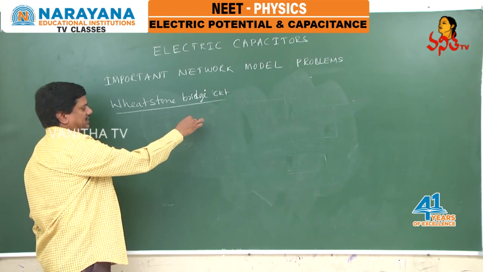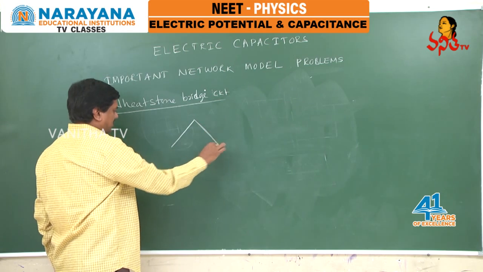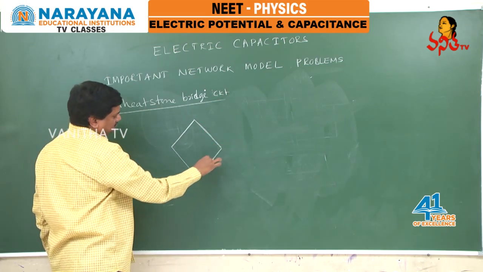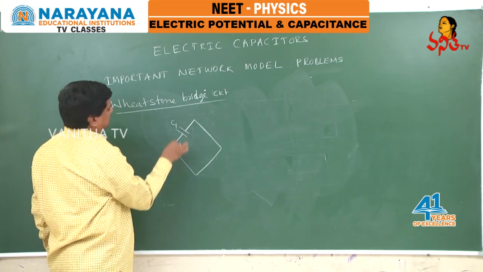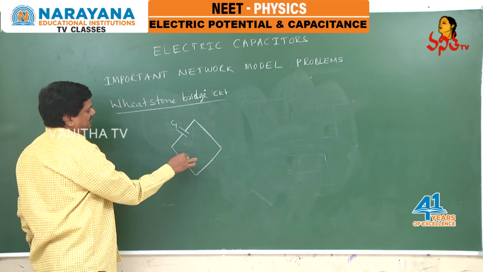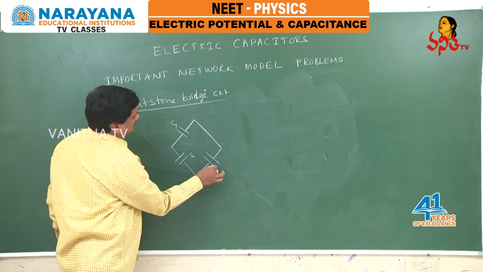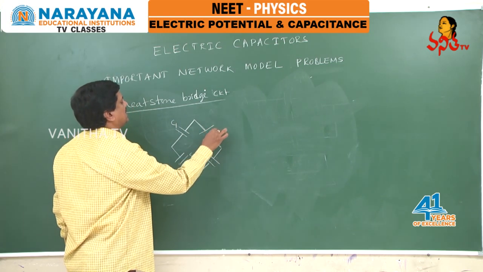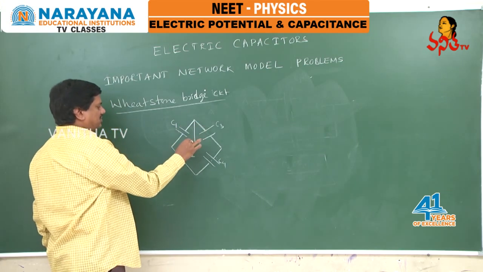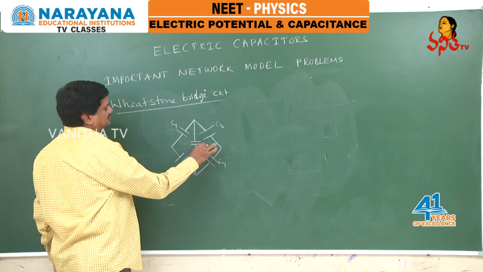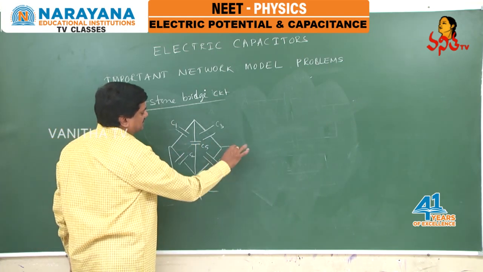The Wheatstone bridge circuit actually consists of 4 arms, like a quadrilateral, having capacitances. Say this has capacitance C1 and this has capacitance C2. This is another capacitor, C3, and this is C4. One more capacitor is joined in between these two, C5. The standard form of the Wheatstone bridge circuit is like this.